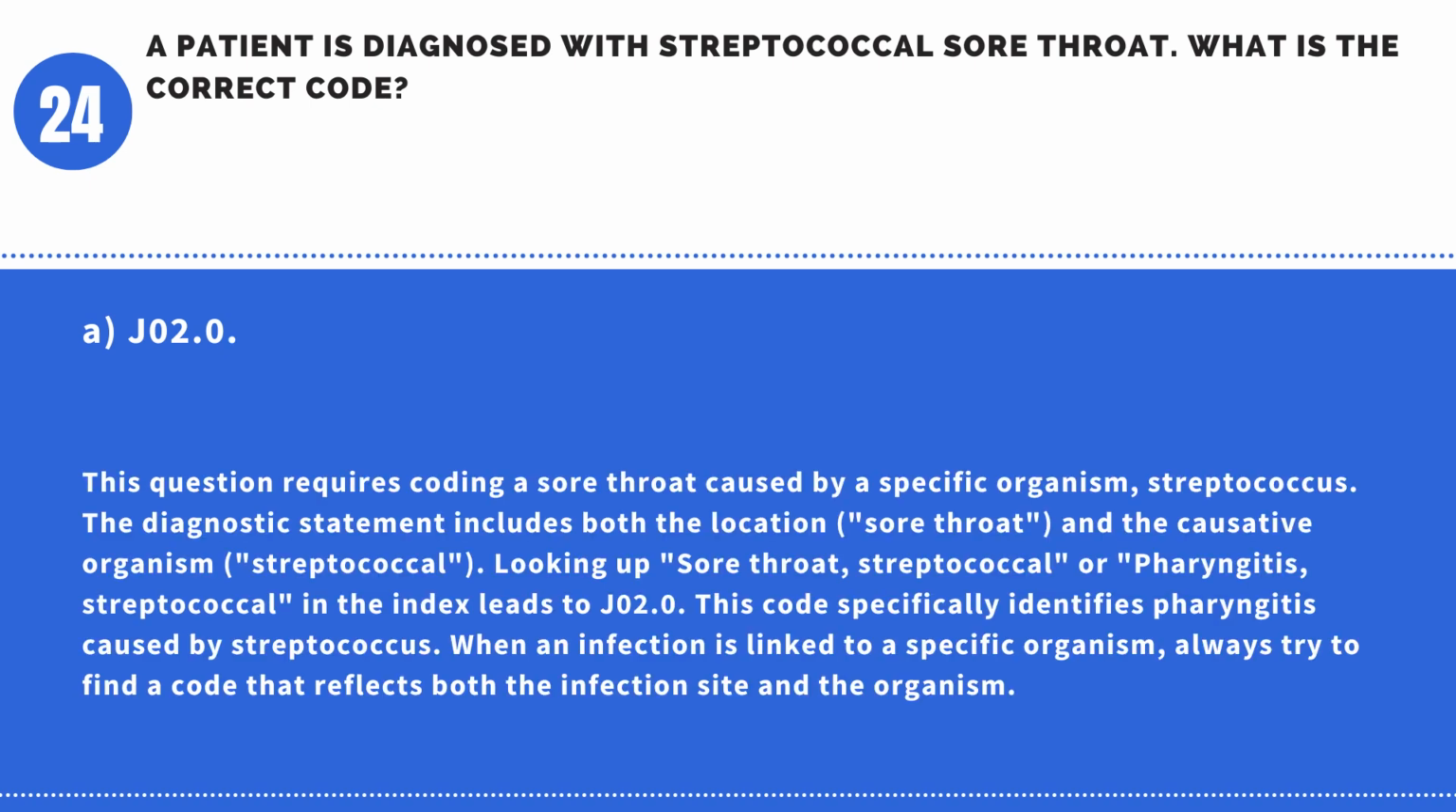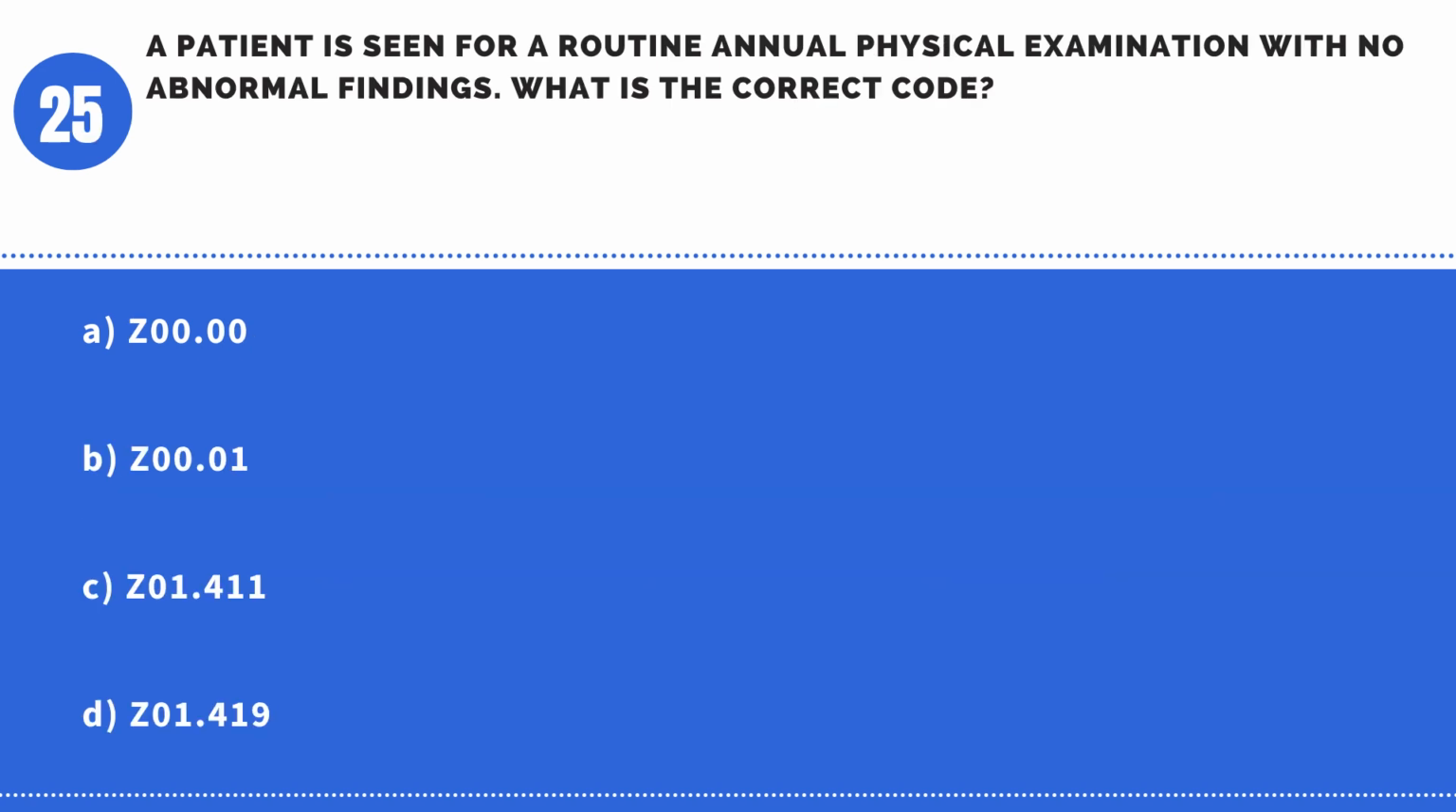Answer: A. J02.0. This question requires coding a sore throat caused by a specific organism, Streptococcus. The diagnostic statement includes both the location, sore throat, and the causative organism, streptococcal. Looking up sore throat, streptococcal or pharyngitis, streptococcal in the index leads to J02.0. This code specifically identifies pharyngitis caused by streptococcus. When an infection is linked to a specific organism, always try to find a code that reflects both the infection site and the organism.